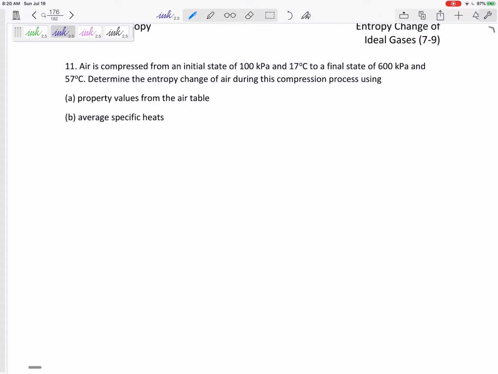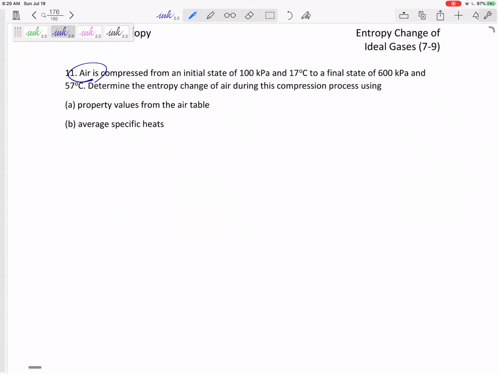All right, so let's look at some problems in this section 7-9 for ideal gases. And you know, if we didn't even know we were in this section, this is air, ideal gas. What if air is compressed from an initial state of P1 of 100 kPa, T1 of 17 Celsius, let's change that to Kelvin, and a P2 of 600, and a T2 of 57 degrees Celsius. Determine the entropy change of air during this compression process using either the property tables or the average constant specific heats. All right, we're finding entropy change.